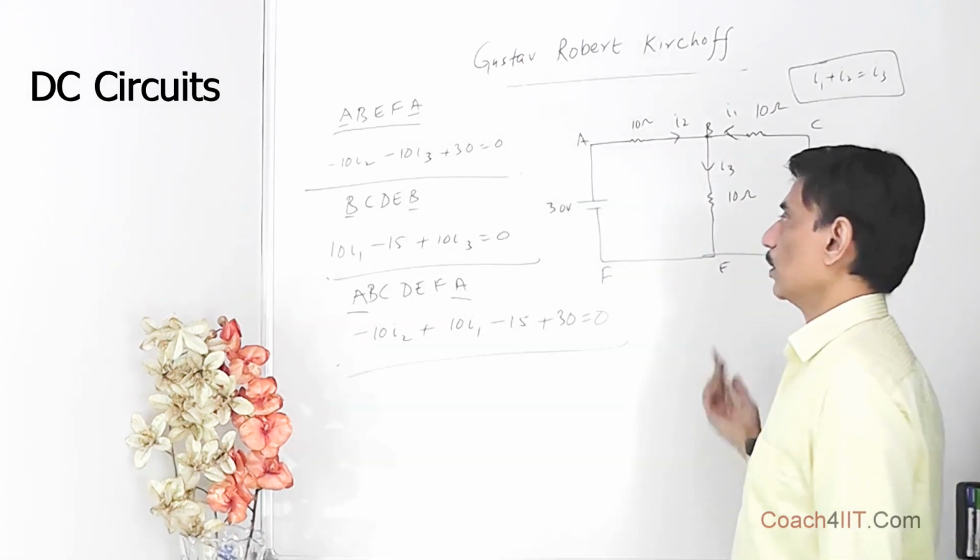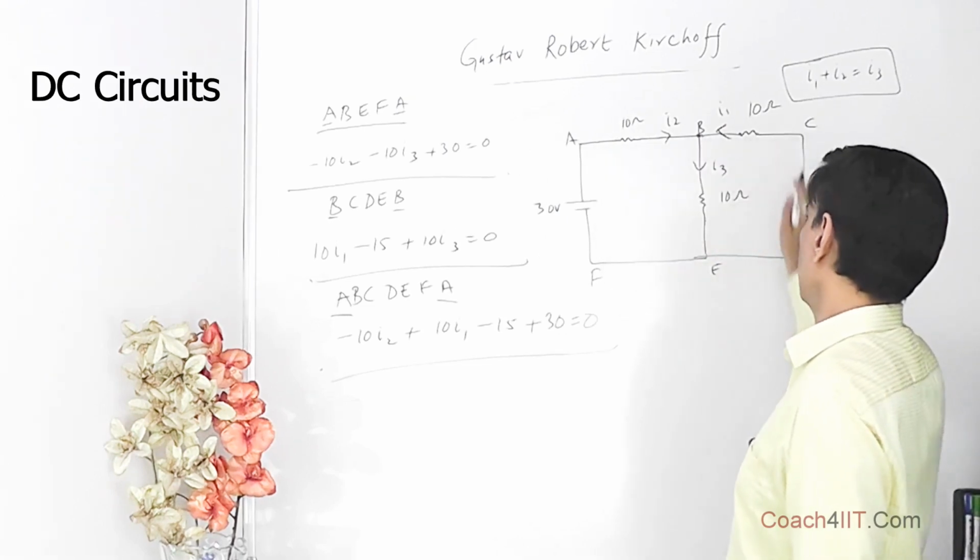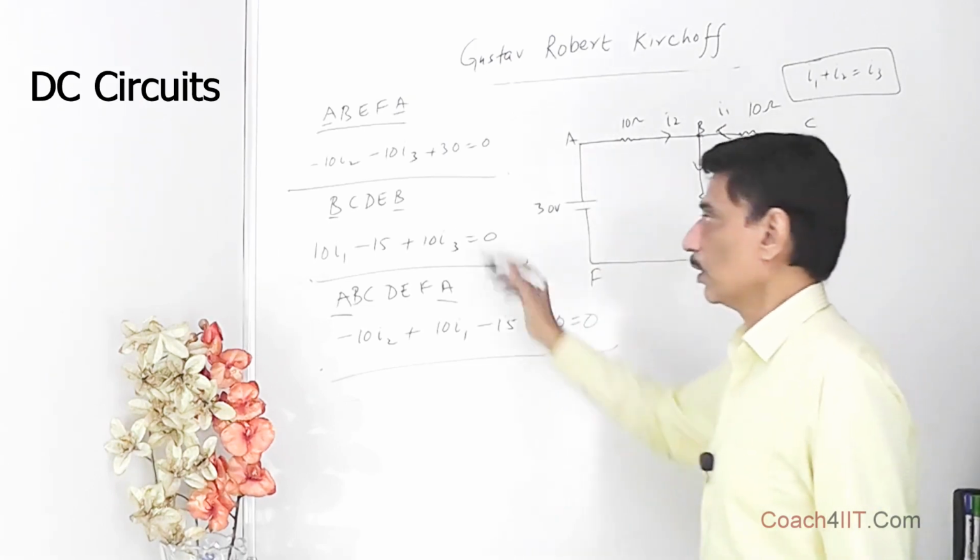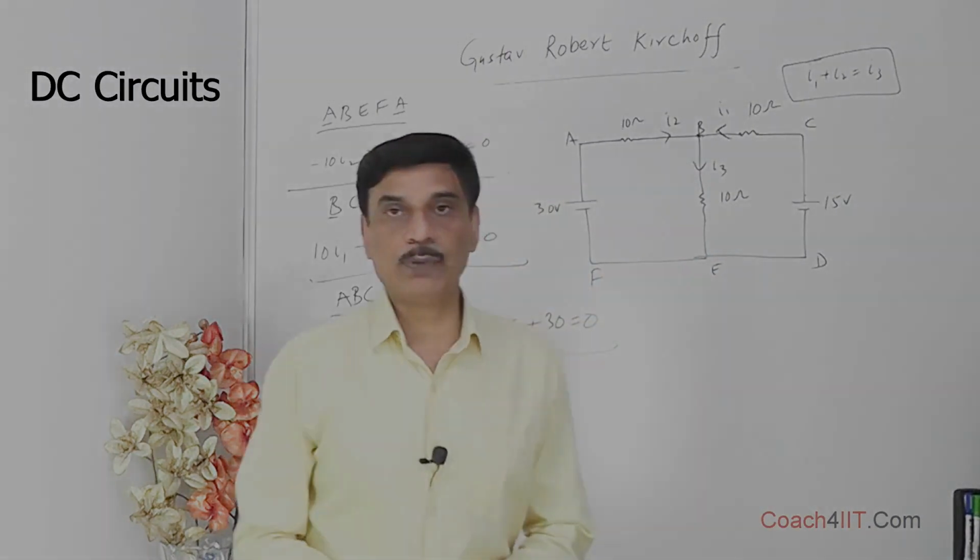So now we have written all the equations for all the loops, for this loop also, for this loop also, for this bigger loop also, and we can solve, and once again we can get the answer.